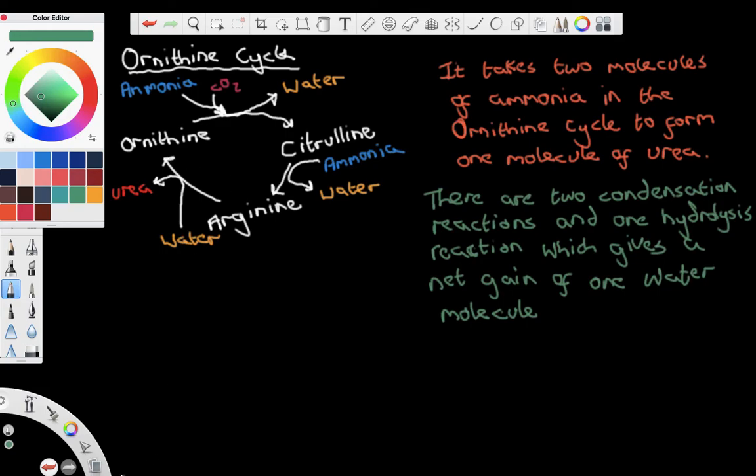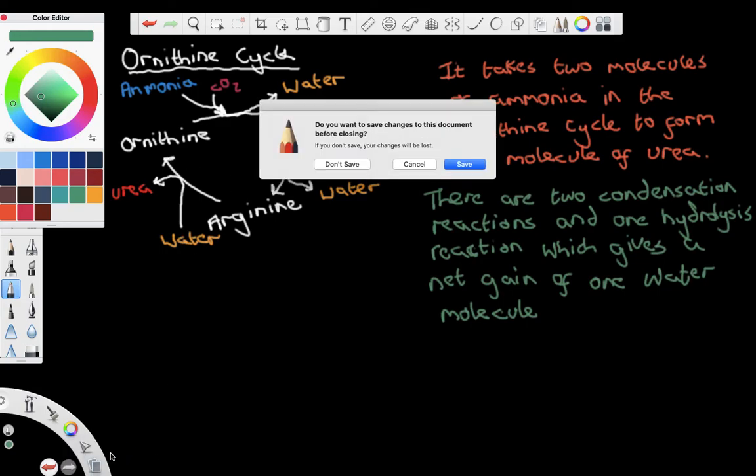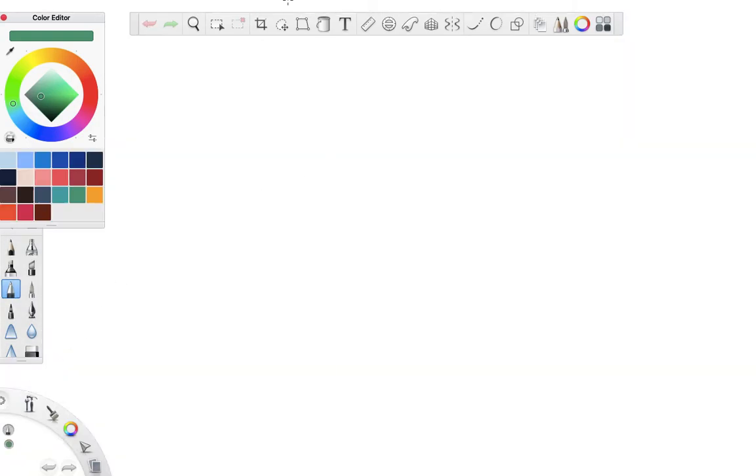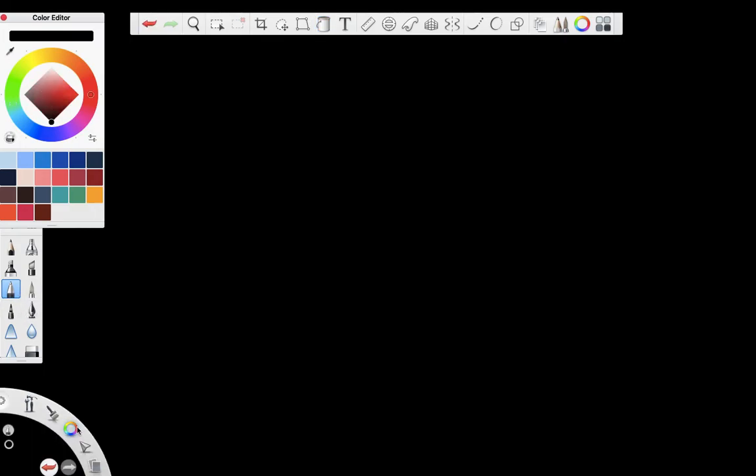As a final part of this lesson, we need to have a think about the functions of the liver. So I'm going to refresh our screen, send it back to black, and we can put the subheading Functions of the liver. And we can underline it.